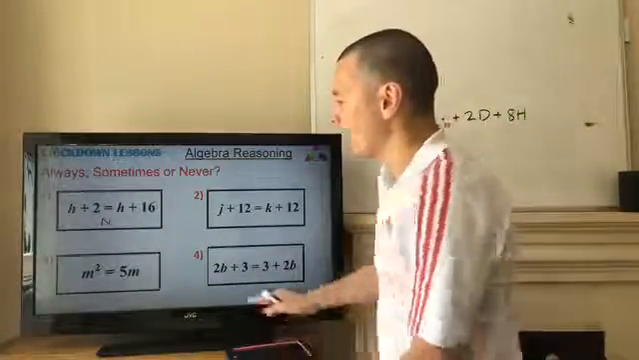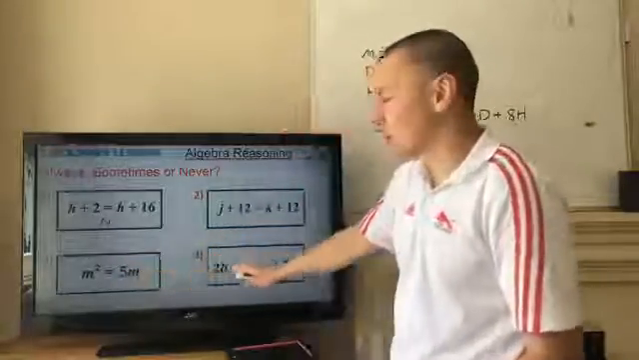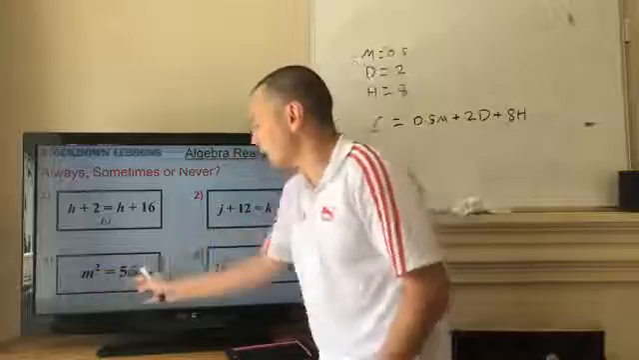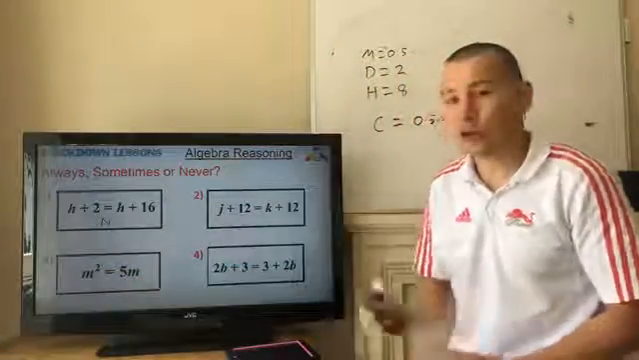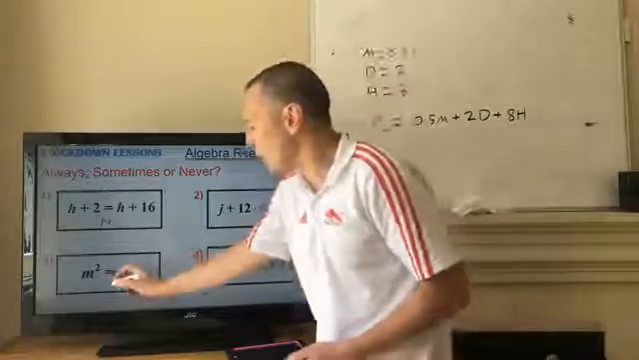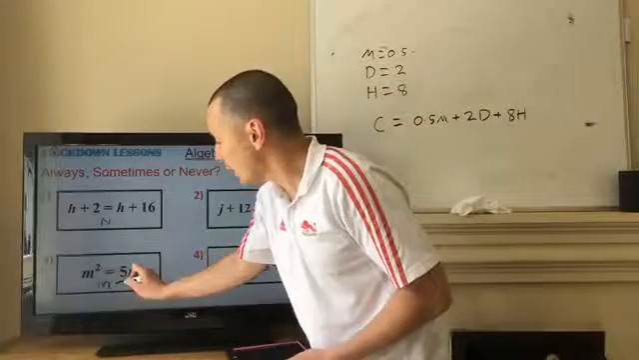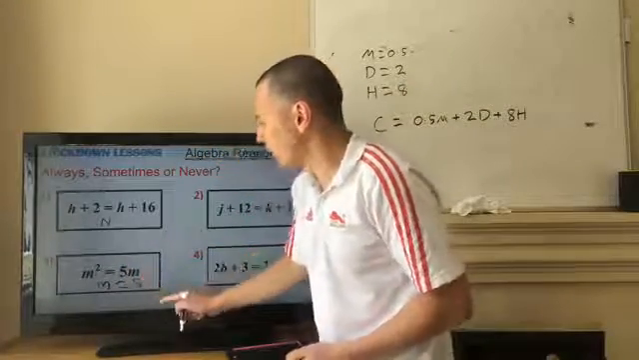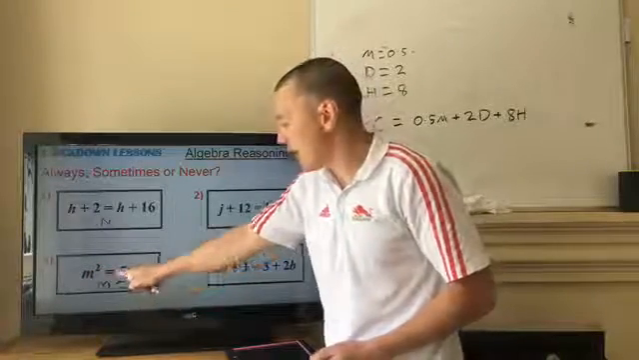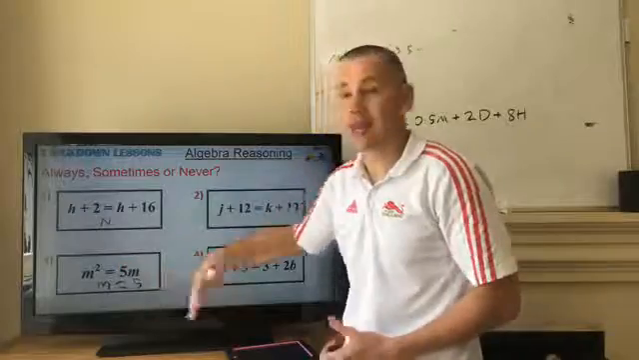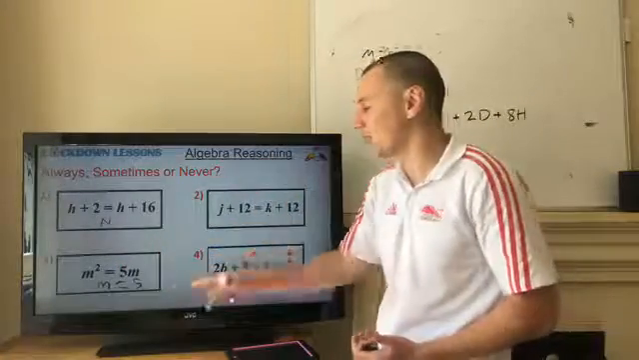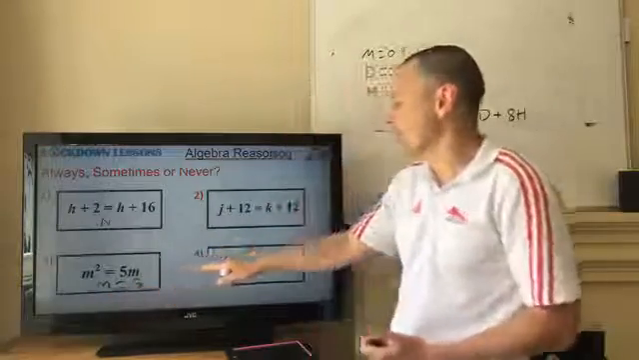So question 3, we'll just go through these and then we'll do a few exam questions. This one is definitely sometimes true. It's only true on one certain occasion. It's only true when m equals 5, because 5 squared is 25 and 5 times 5 is 25. This is sometimes true, but only in one instance, when m equals 5.